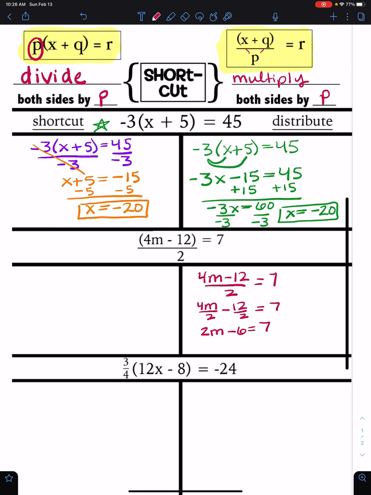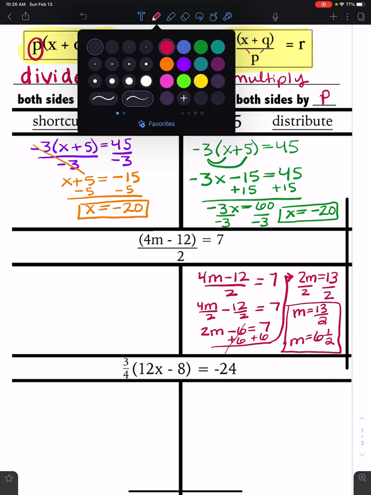Now I have a two-step equation, so I'll add 6 to undo my constant term first, and I'm going to need some more room. So I'm going to do 2m equals 13, because negative 6 plus 6 is 0, and 7 plus 6 is 13. The last step is to undo my coefficient by dividing both sides by 2. So I'm going to get 13 halves, or if you like, you can make it 6.5. Either one of these answers would be acceptable. So that's distributing. Now let's try it using the shortcut.